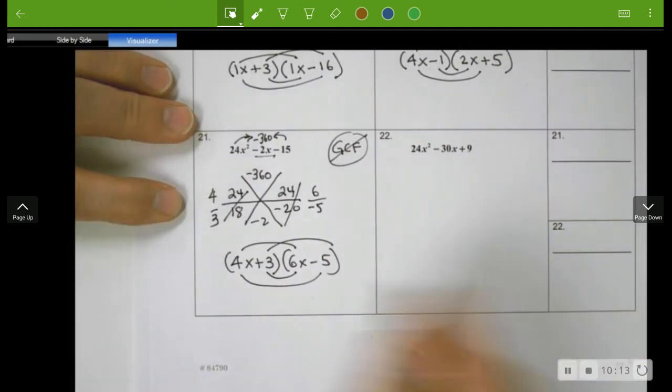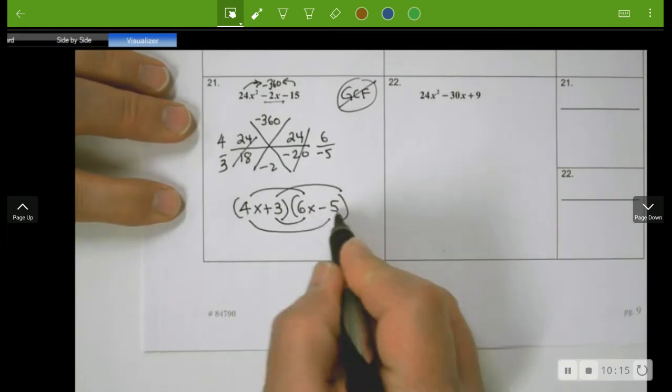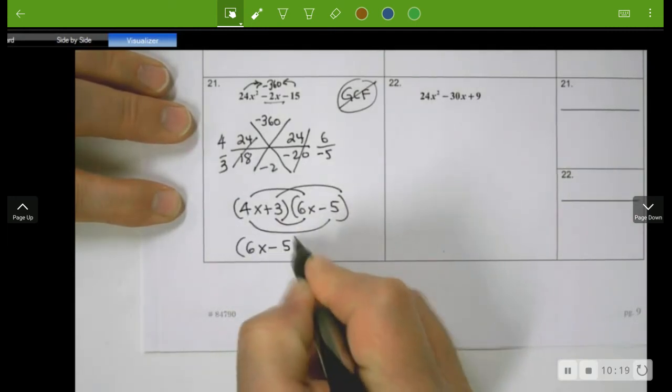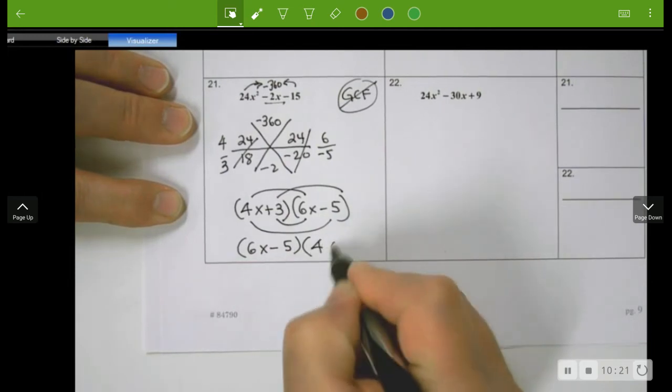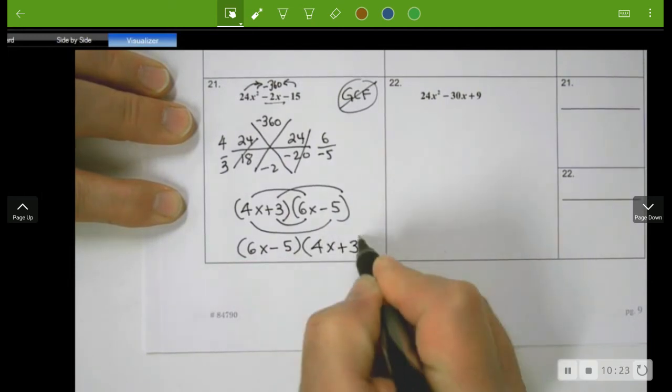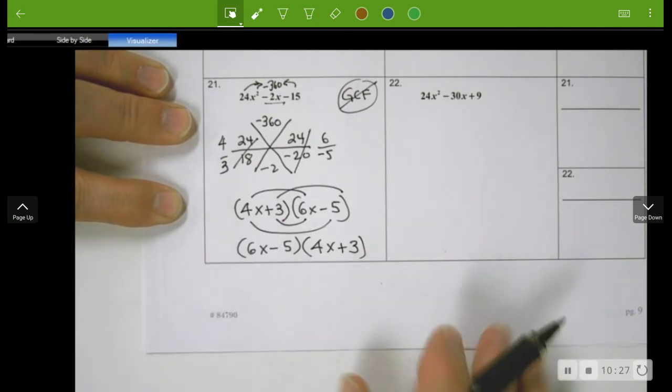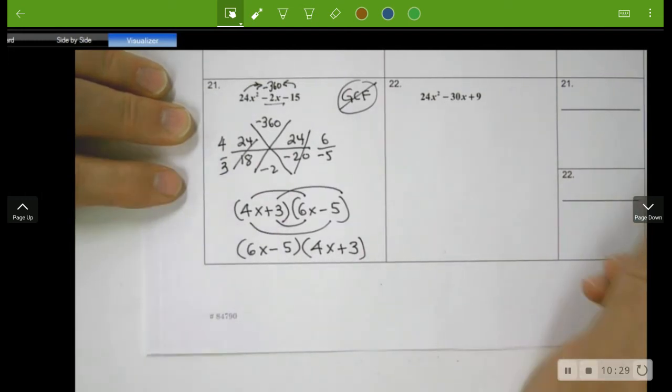Okay, while I'm here, I'm going to comment that if you want to turn this around the other way, it doesn't change the answer. And you can see that I took the factor that was up front and put it in back. And you haven't changed the answer when you do that.